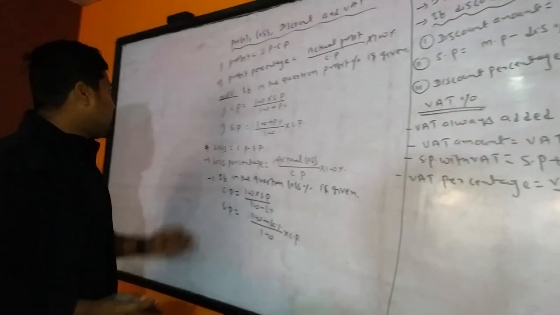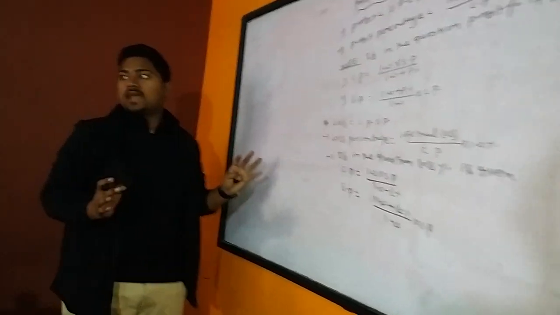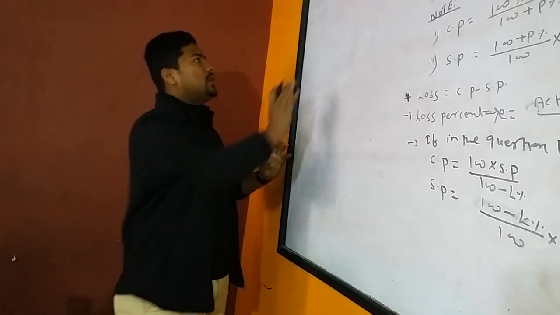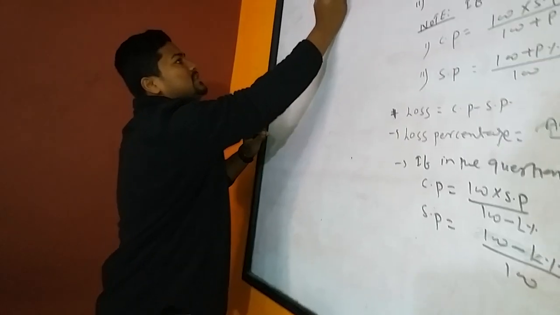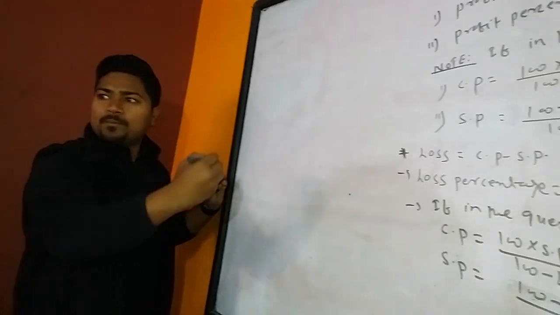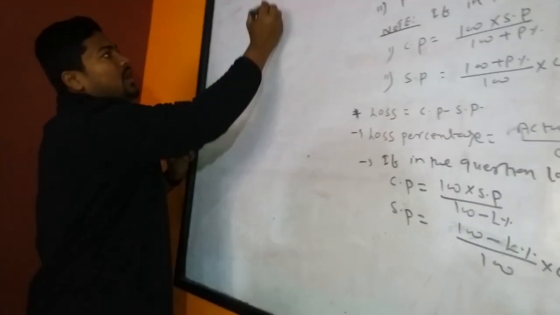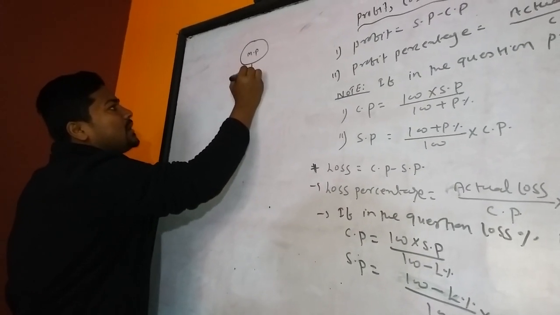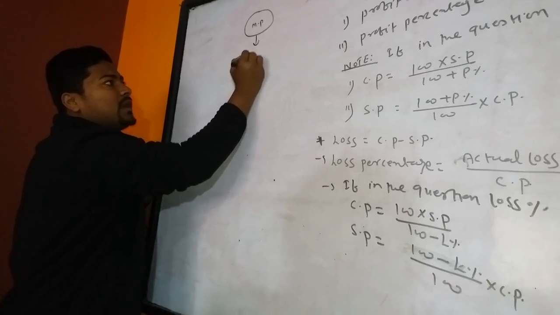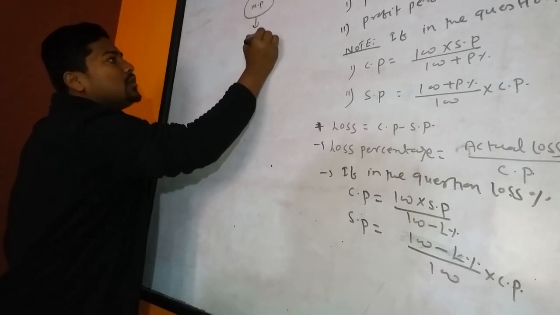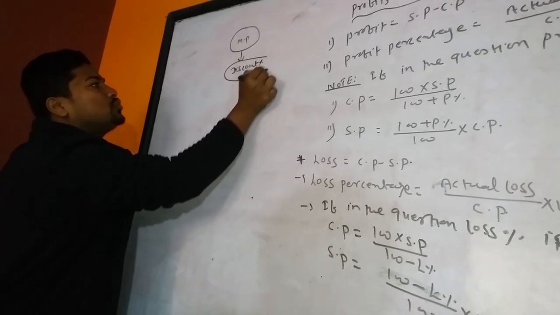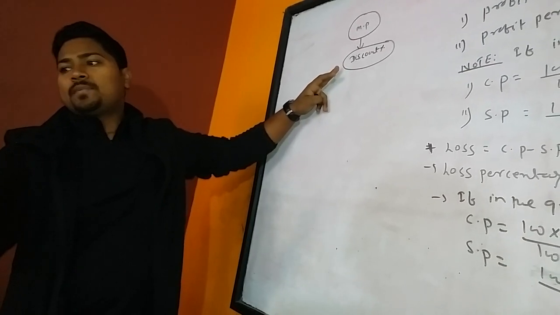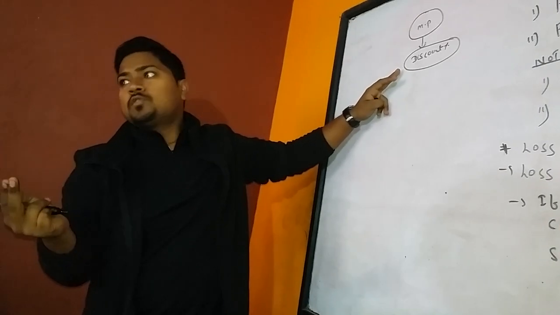Then after this I will make one small chart that helps you to do profit and loss related problems. First of all, look here. If in your question discount, VAT percentage, and MP are given, then always start from the MP first. After MP, if the discount percentage is given in your question, then you can find two things: SP and discount amount.